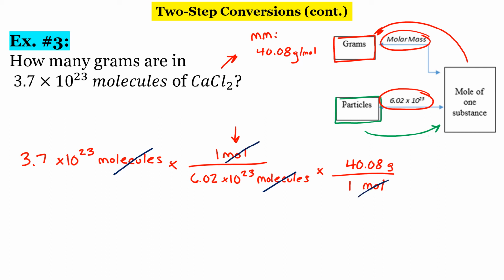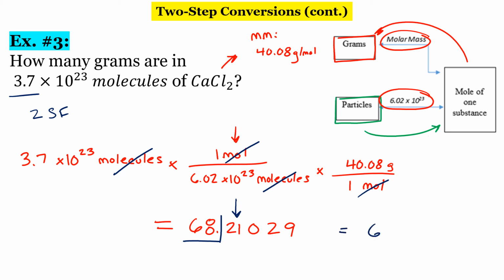So when we do our multiplication here, again, use parentheses and be careful. I got 68.21029, and there are 2 significant figures here. So going from left to right, we underline the first 2 significant digits and then look at the third. So this will just be 68, and our units are going to be grams.